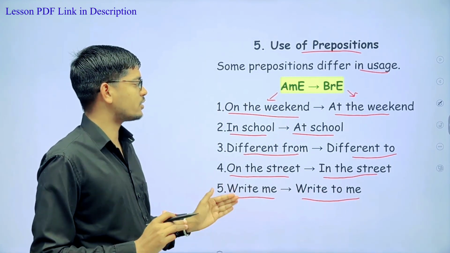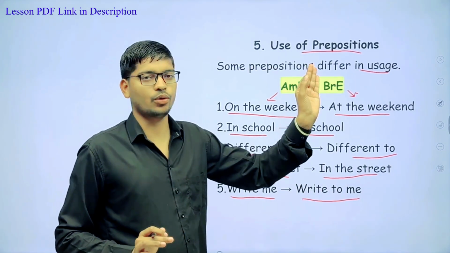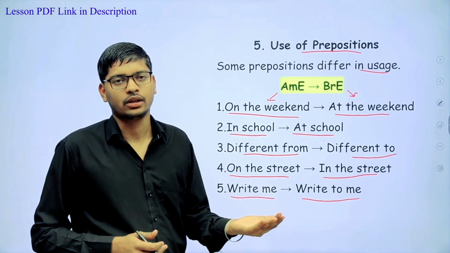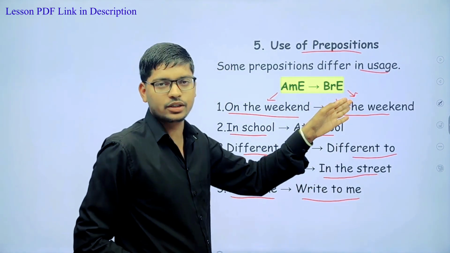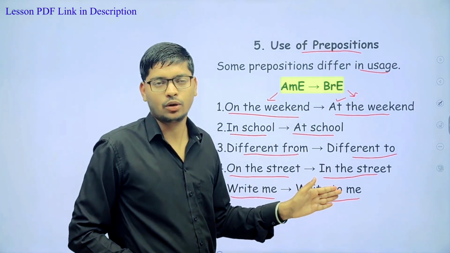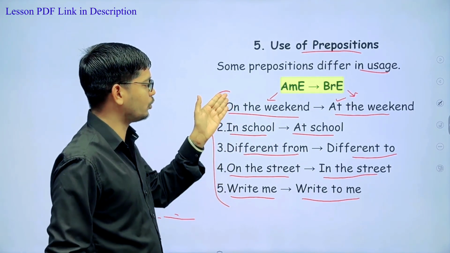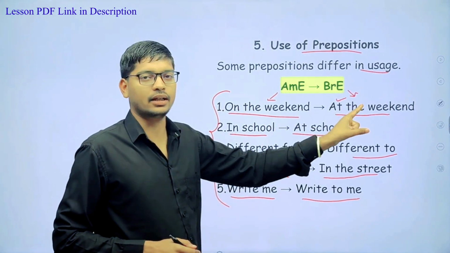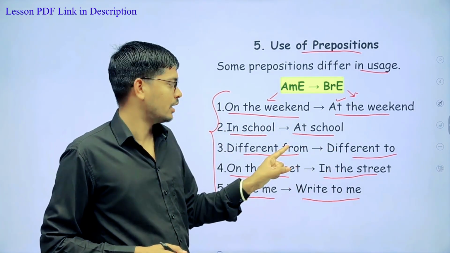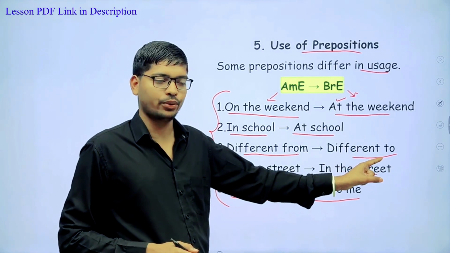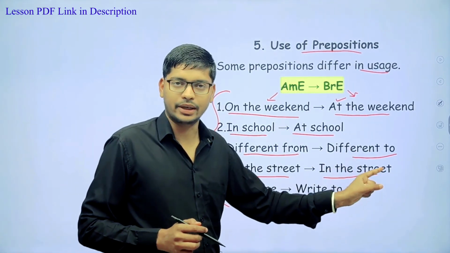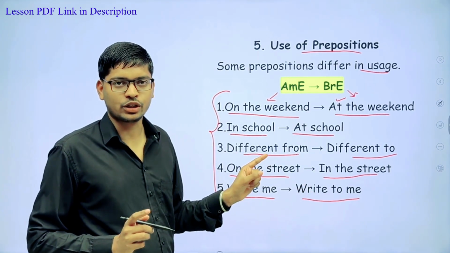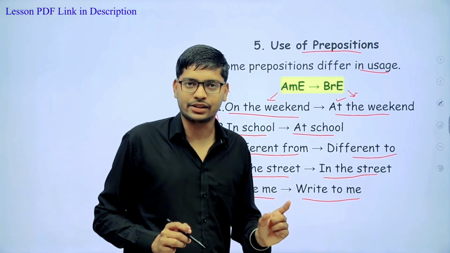So guys, you understand this is a very important difference related to the use of prepositions. If you want to speak like a British person, then you have to use these prepositions in different situations. Like "on the weekend" but in British English "at the weekend," "in a school," "at a school" in British English, "different from" in American English, "different to" in British English, "on the street" in American, "in the street" in British, "write me" in American, "write to me" in British. So you must follow these rules. Let's see our next difference.